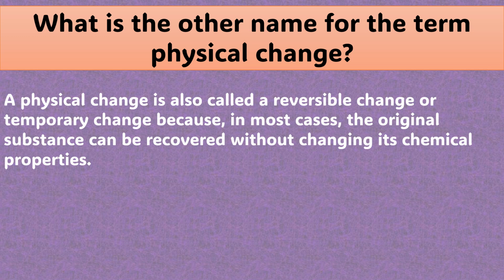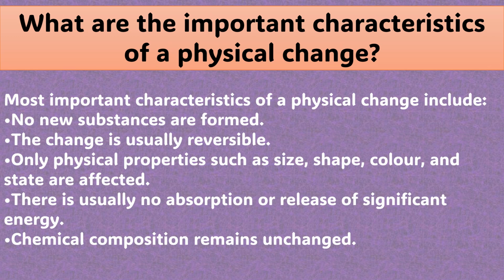Question number 6. What is the other name for the term physical change? Answer. A physical change is also called a reversible change or temporary change because, in most cases, the original substance can be recovered without changing its chemical properties.